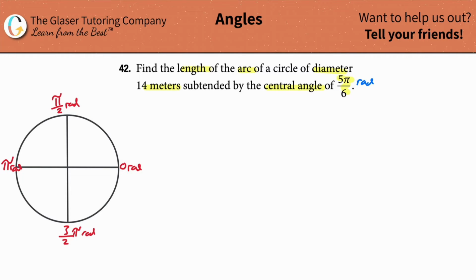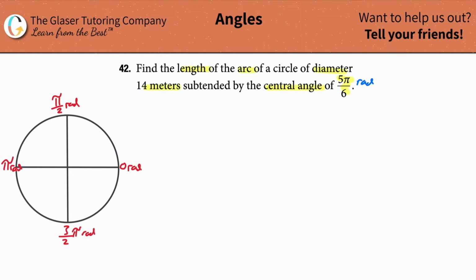Okay? Now, it says find the length of the arc of a circle of diameter 14 meters. Oh, they're trying to mess with us now, right? So they gave you the diameter. But you know the important piece is probably going to be the radius. So let's just hold off for 2 seconds, okay? And they said the central angle in this problem is 5 pi over 6. In other words, 5/6 of a pi.